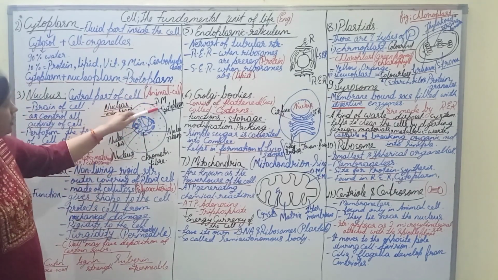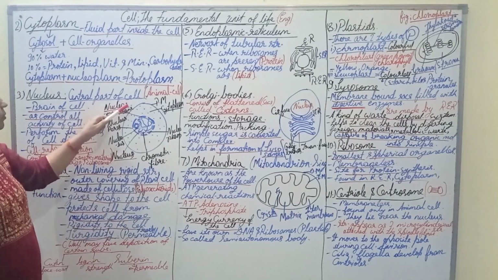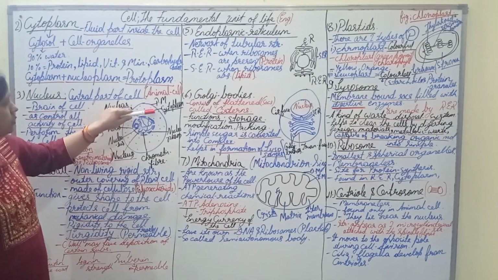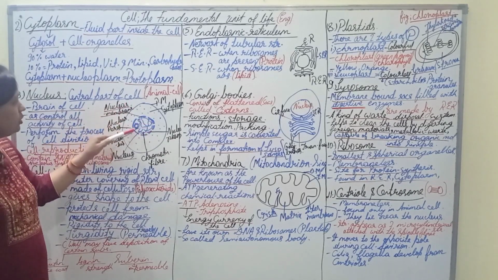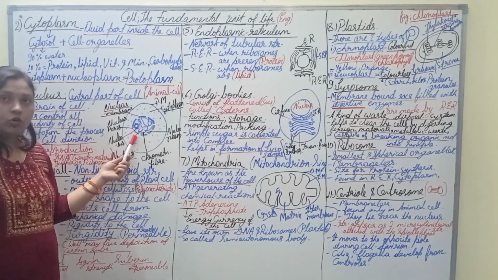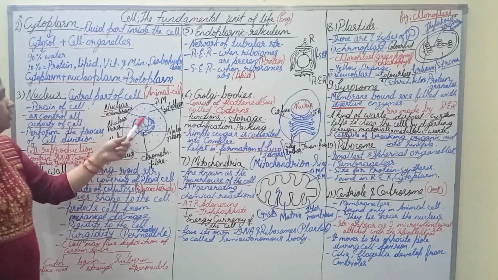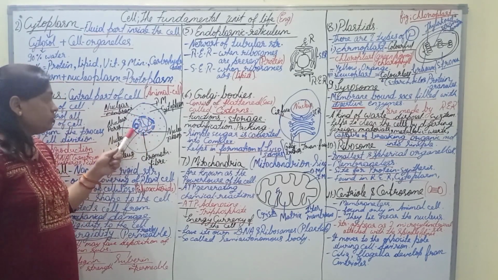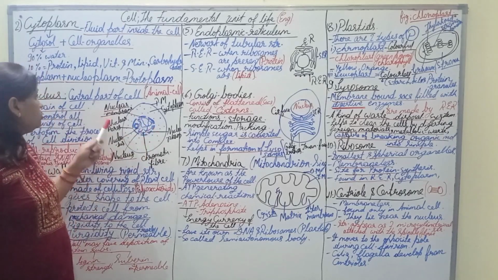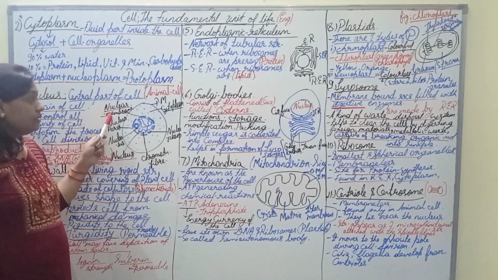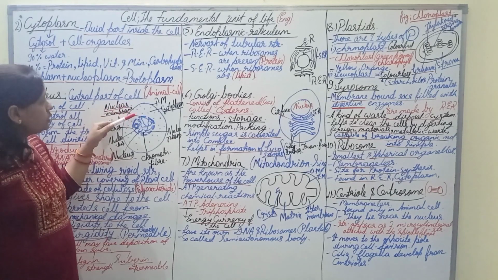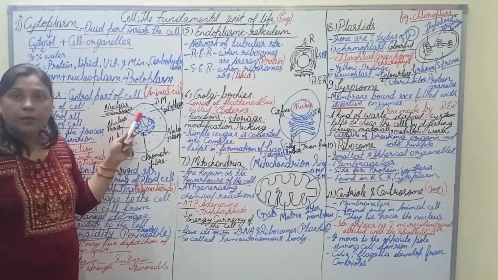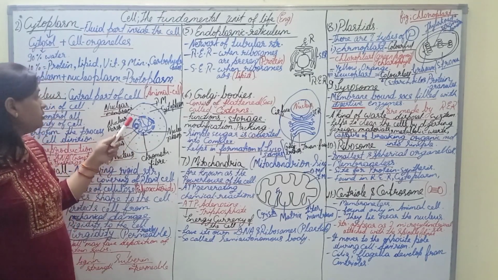Suppose this is the cell, this is the outermost plasma membrane, and inside this the fluid part cytoplasm is present, and this central part is the nucleus. If we talk about the structure of the nucleus, it is a double membrane bound structure and its outer covering is known as the nuclear membrane. This nuclear membrane has pores. These pores help in the exchange of materials inside and outside the nucleus.